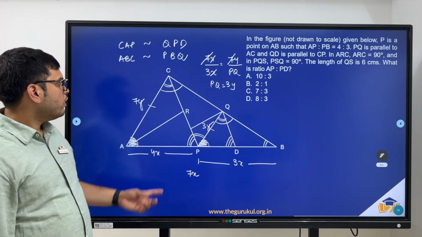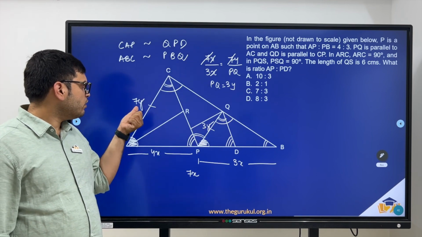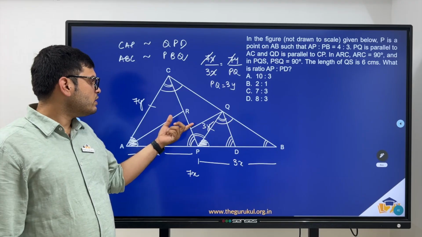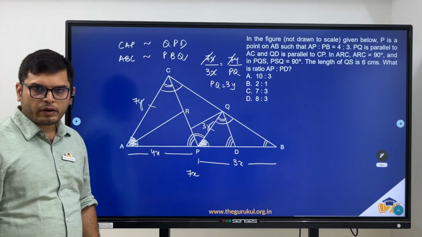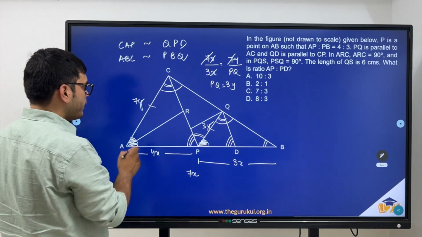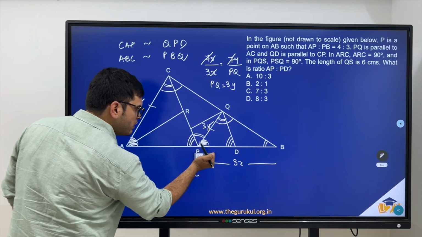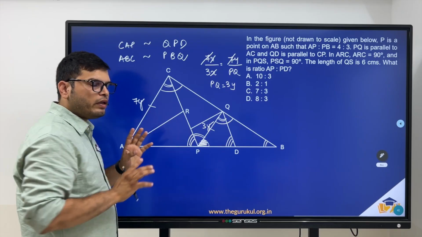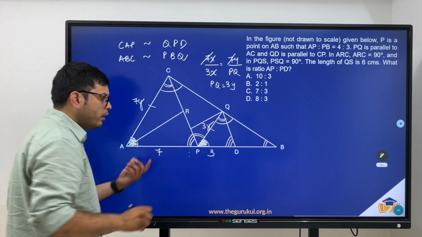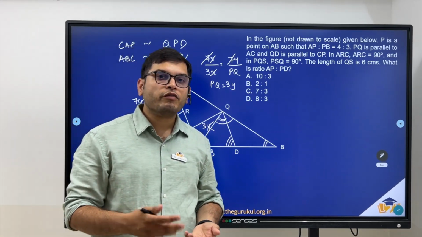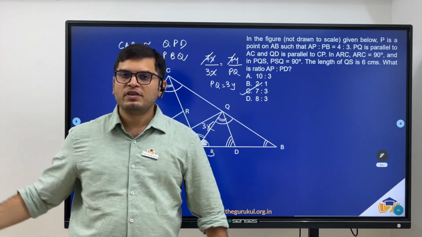7 is to 3. Now let me consider triangles CAP and QPD. The sides are in the ratio 7 is to 3. Now these are the sides opposite to angle CPA in this triangle and angle QDP in this triangle, right? So the side opposite to angle ACP, if this is 4x, or we need not find the lengths of these two. If two corresponding sides of these two triangles are in the ratio 7 is to 3, right? So another set of two corresponding sides of those two triangles will also be in the ratio 7 is to 3. So the answer for this question should be option C.